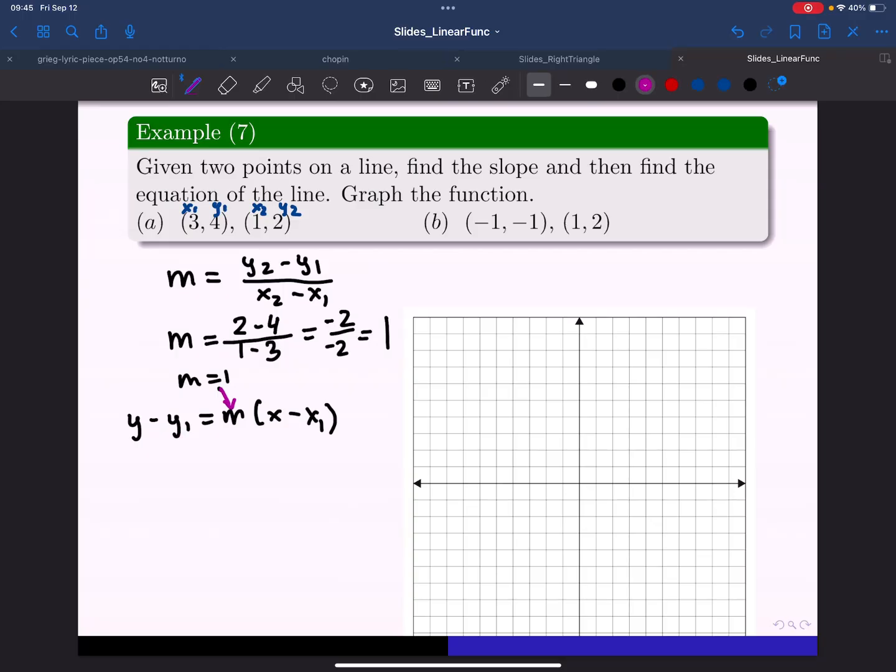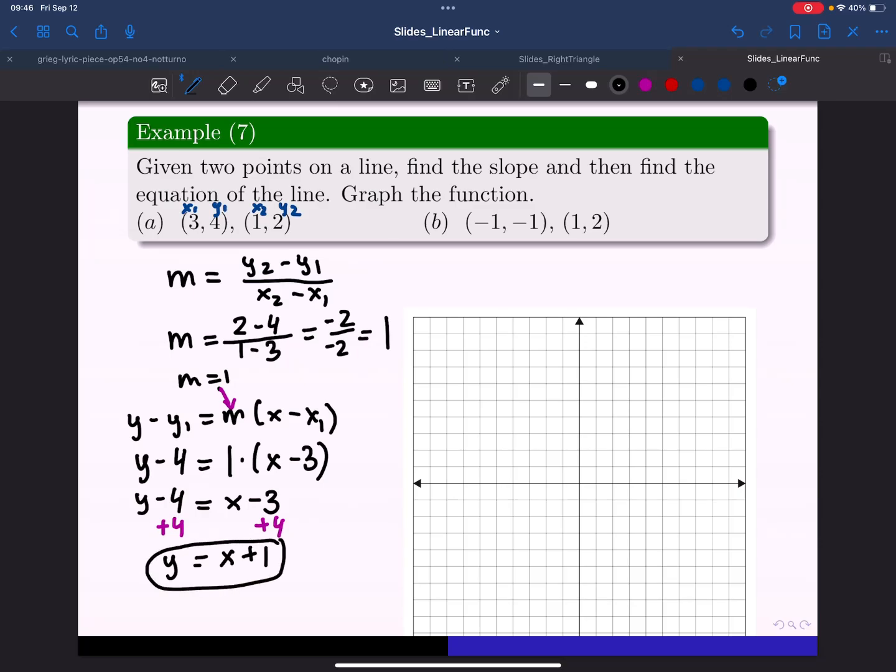So we have y minus 4 is equal to 1 times x minus 3. 1 times x minus 3 is x minus 3. So I have y minus 4 is equal to x minus 3. And then we're gonna bring this negative 4 over. So we have plus 4 on both sides. So we have y is equal to x plus 1. That's my equation of that line.